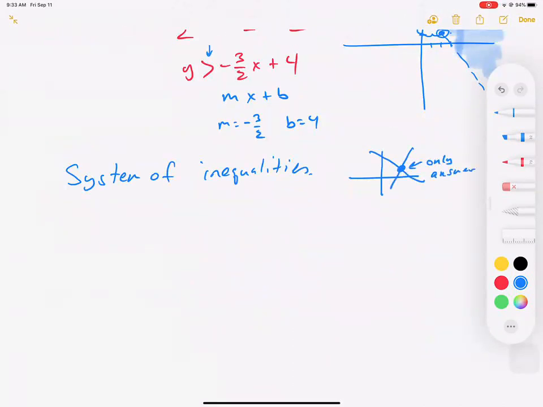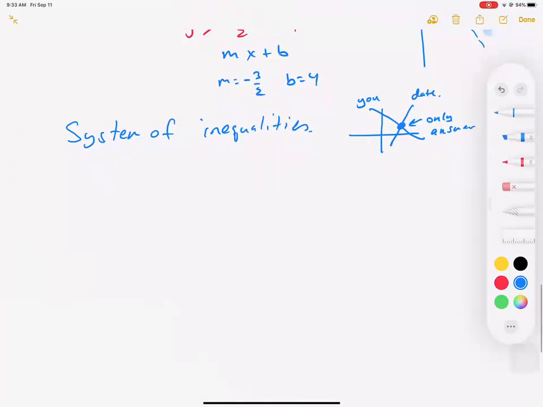Imagine if you were on a date, and this is you, and this is your date. Okay? The only place you guys are ever going to meet is at that dot. Right? At any other point, you would have missed each other. But a system of inequalities doesn't just limit us to one answer, but a whole region, a whole scope of answers. So here we go.